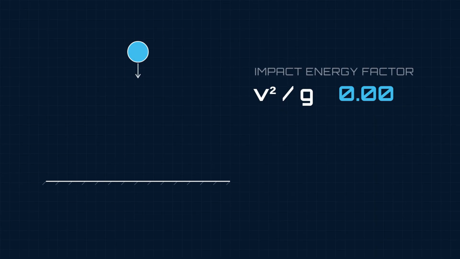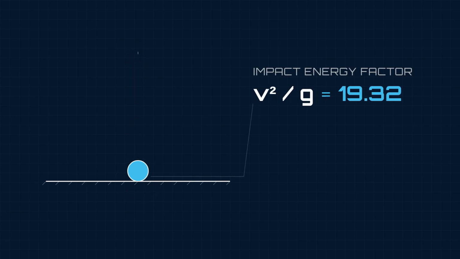This represents the object's speed after falling 10 meters from an initial velocity of 10 meters per second. The calculator also provides an impact energy factor of 20.00, expressed as v squared over g, which helps assess the severity of impact.